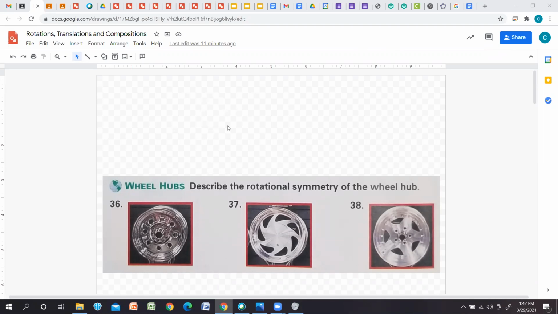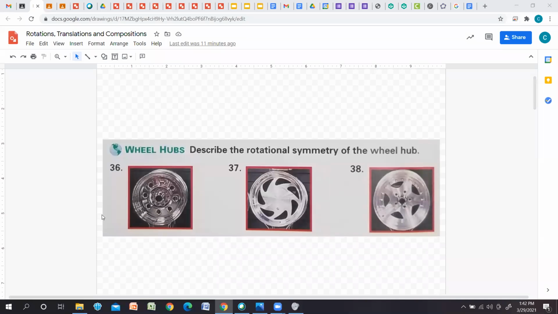Recall that for rotation, you often want to find the angle of rotation. We're just going to go through each part of this assignment. For these wheel hubs, you just have to think, how much do I rotate it to get the same image? Then you figure out the angle, or describe the angle, or how many times you can rotate it. You could describe it that way, or you could say how many times you would get the same image by rotating it. So, the angle of rotation for each one.